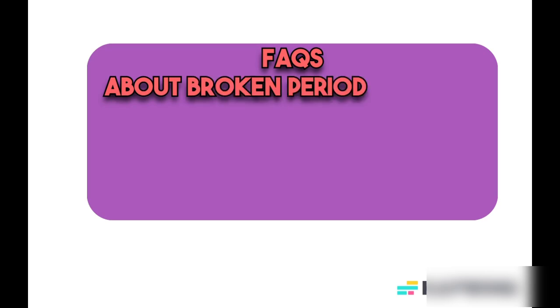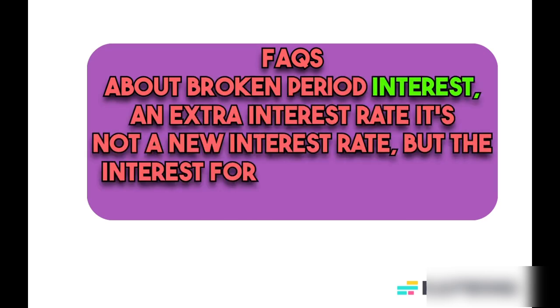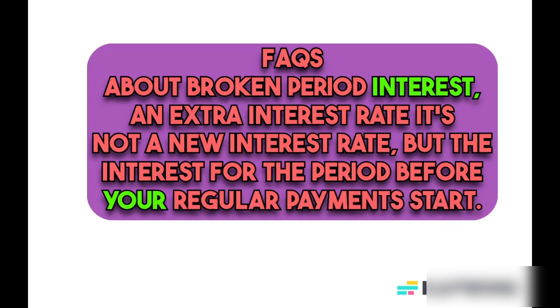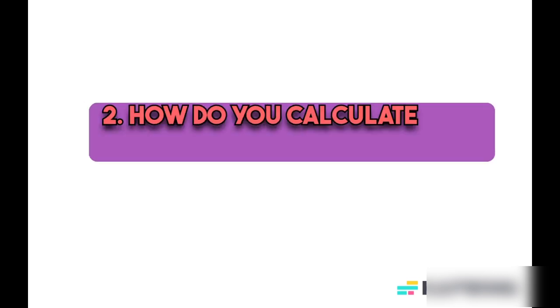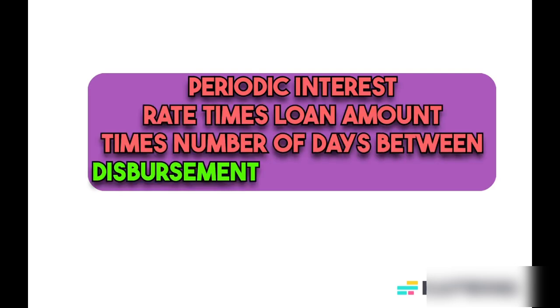FAQs about broken period interest. 1. Is it an extra interest rate? It's not a new interest rate, but the interest for the period before your regular payments start. 2. How do you calculate it? The formula: periodic interest rate times loan amount times number of days between disbursement and first payment.